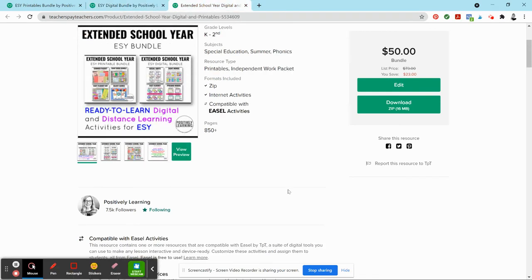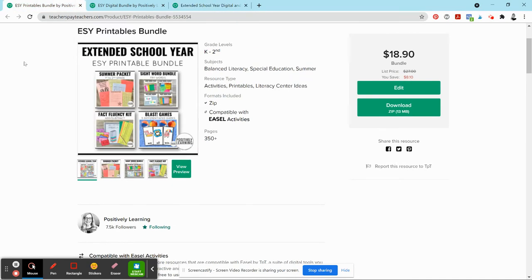I also have a bundle that combines both of them, so it's the printable and the digital. This is probably what I would use if I was in person, because the printable is going to give me some work samples, some documentation of how students are doing. I think it's also very appropriate for them. But I also know digital is going to come in really handy. Well, let me just go back to the printable. I have a couple more things to share about that, but I will insert it as we go.